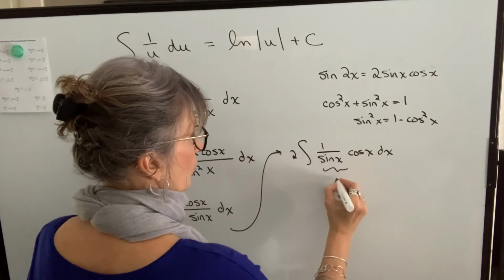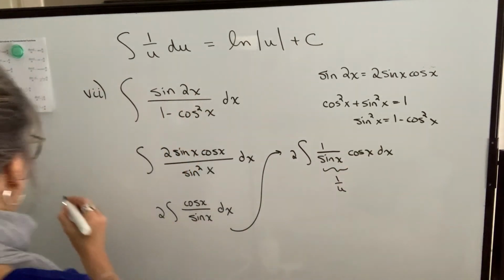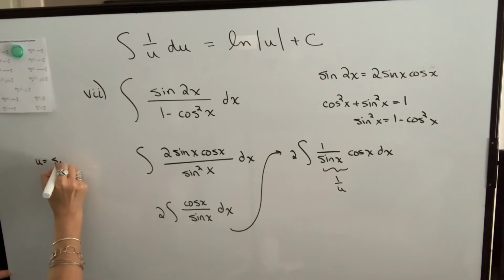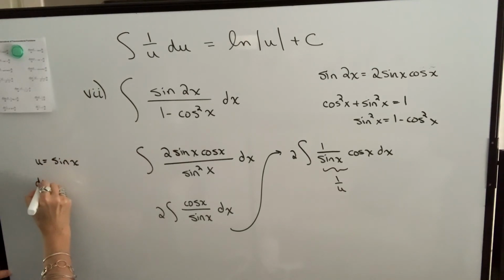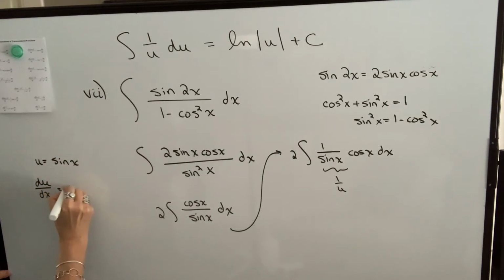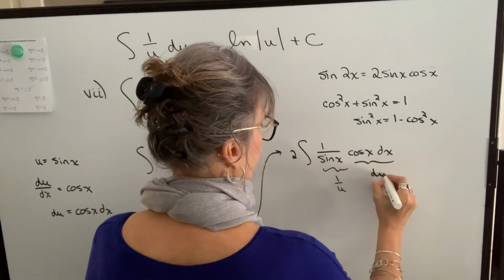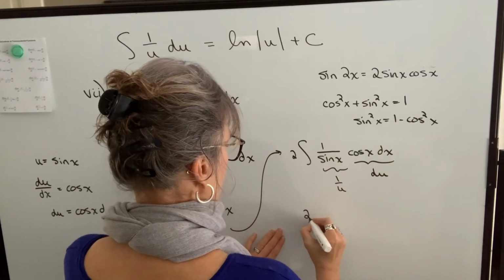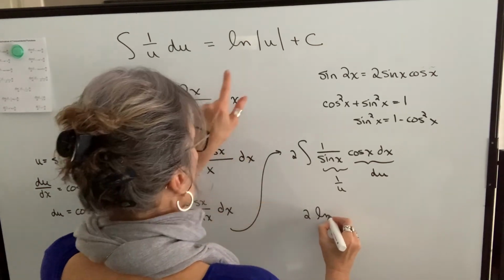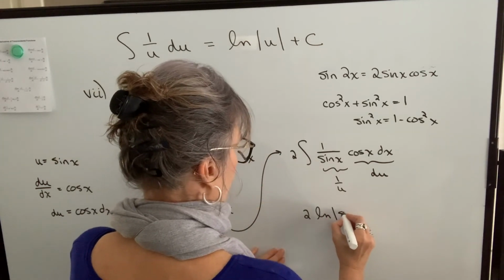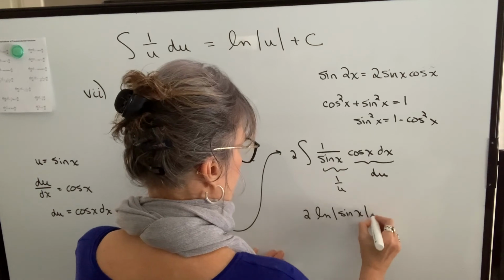Now we have 1 over u, where u is sine x. The derivative of sine x is cos x. So the du factor will be cos x dx. And we have that. So we can integrate this. This will be 2 times the natural log of the absolute value of sine of x plus c.